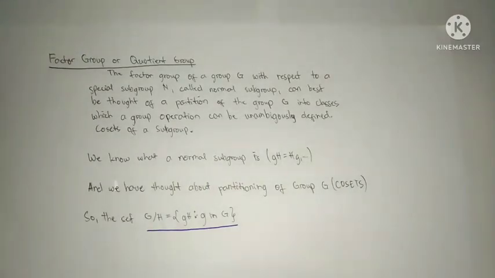We know what a normal subgroup is, and we have thought about partitioning a group G into cosets. Factoring is about creating the cosets. So the definition is: G mod H is the set of all little g's, all elements of G, operated with the normal subgroup H.